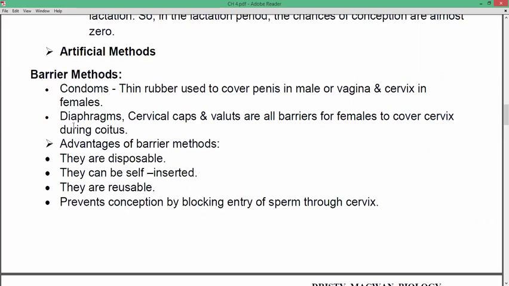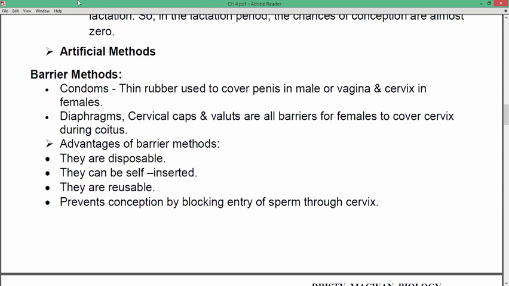Next, there are also diaphragms, right, as well as cervical caps and vaults. So these are also several barriers which are used by females to cover the cervix region so that the sperms cannot enter inside the uterus and reach the fallopian tube.